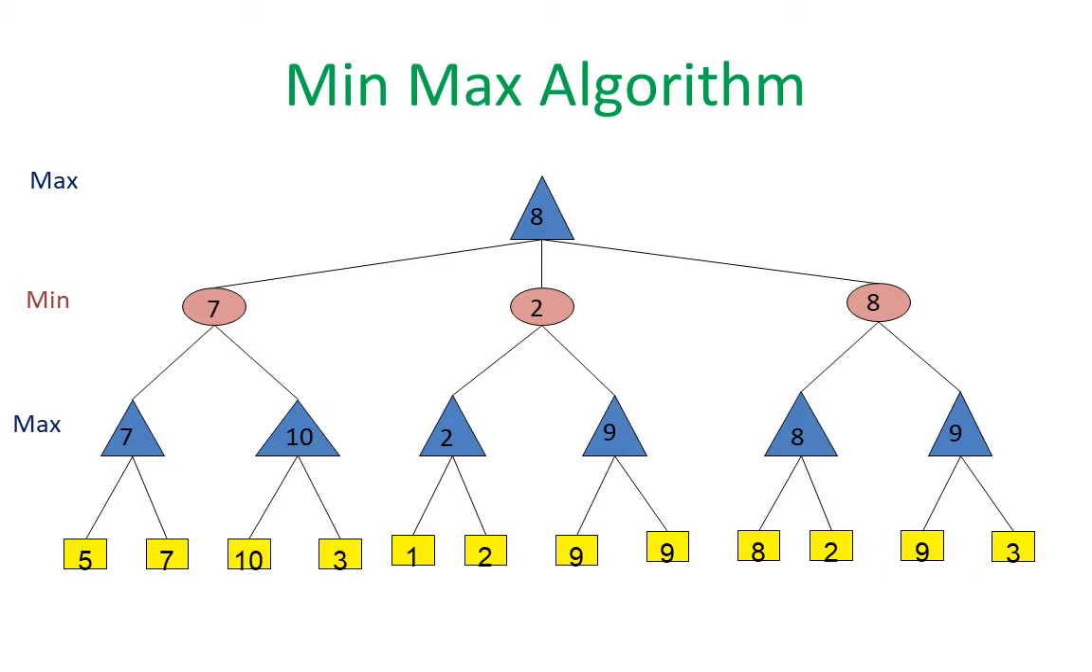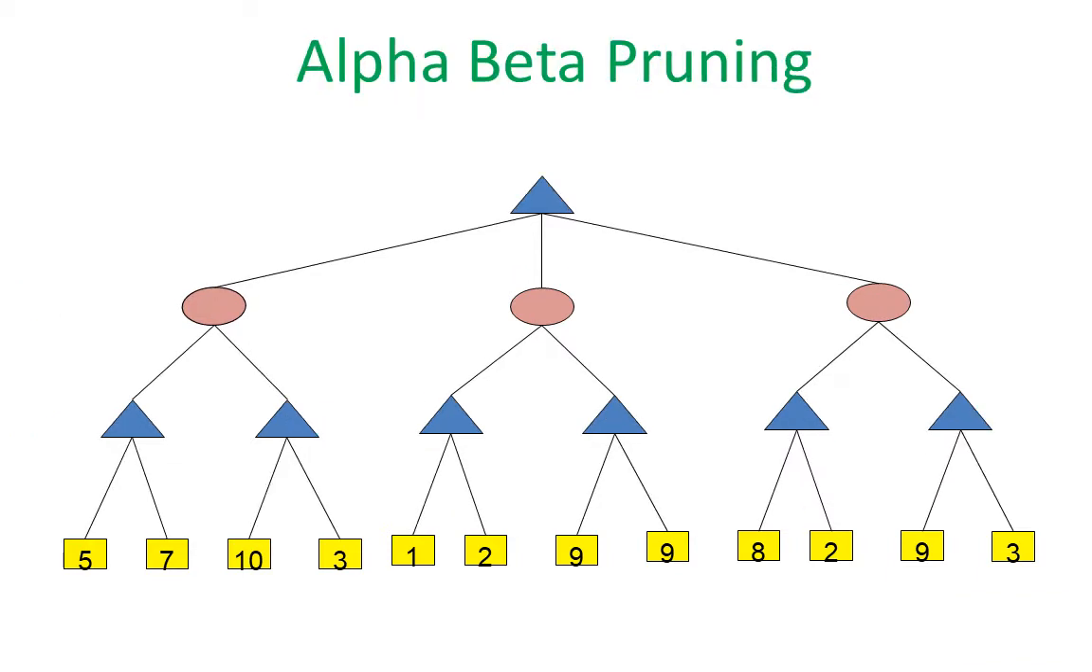So therefore the max player will choose the path or the child branch which has 8. Here the branching factor, the number of branches, is 21. The levels are 4. So it requires 21 power 4 searches.